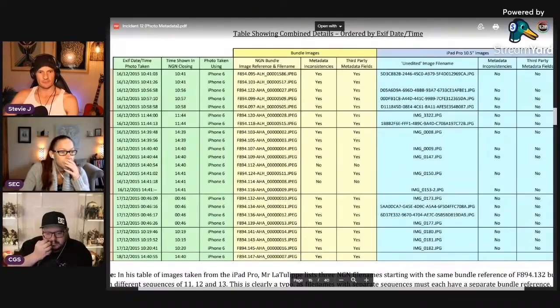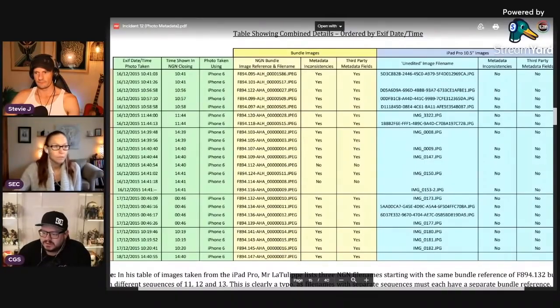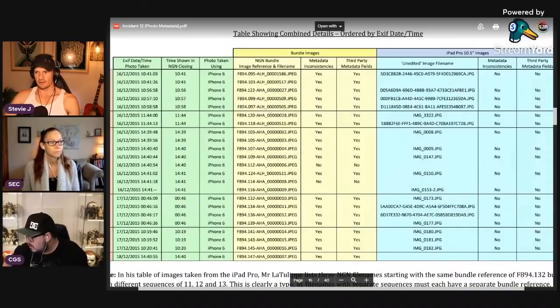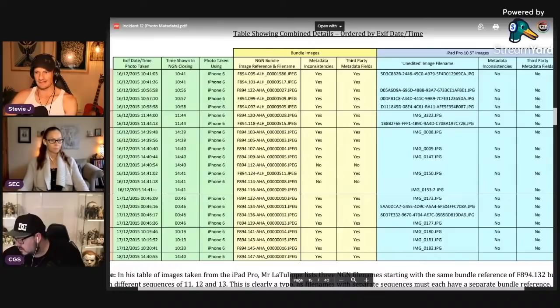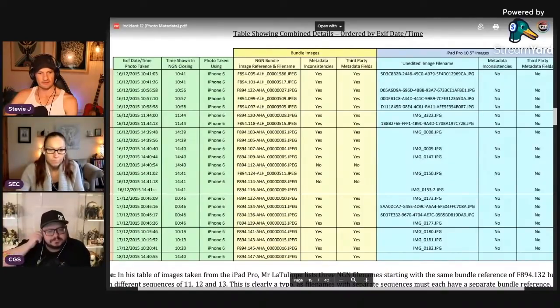Okay, so should we describe the table first? Yeah, I think that'd be best, just so everyone gets an idea of what we are talking about. Okay, so from left to right, in the green there, we've got the EXIF date and time the photo was taken. So that's like the background data, the EXIF stuff.